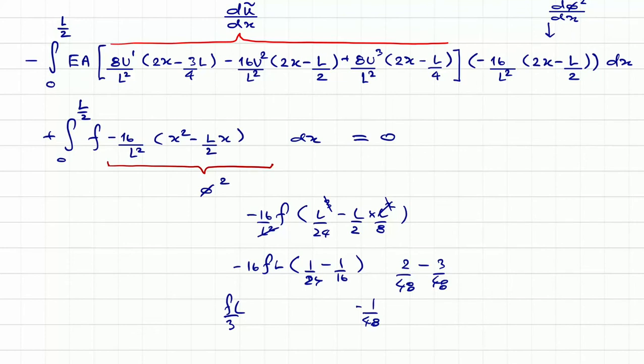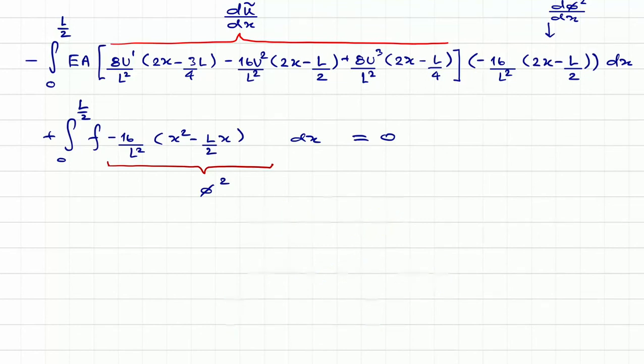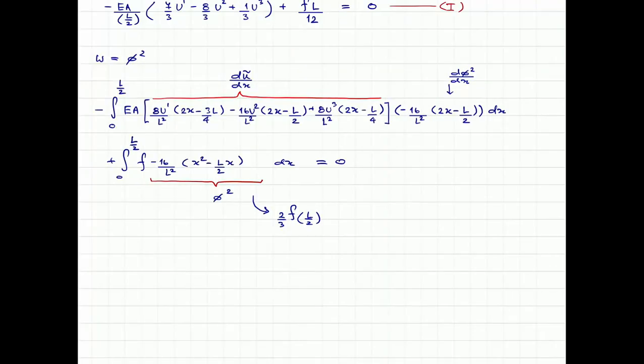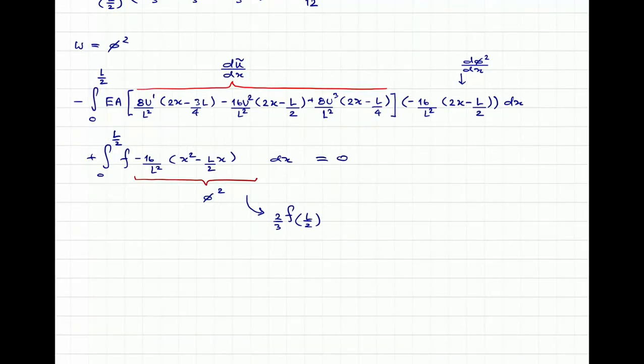Okay, just the mathematics. FL over 3 is equal to FL over 2 multiplied by 2 over 3. So this piece here is F times L over 2 times 2/3. You get the 2/3 fraction. Easy piece done. Alright, the difficult piece is coming up. Earthquake after this one, right?